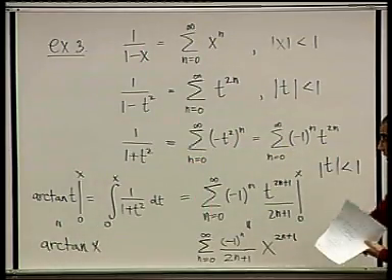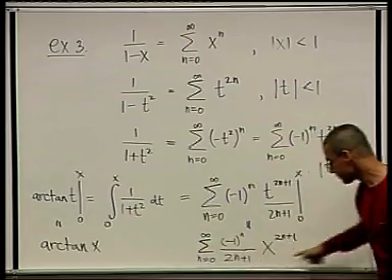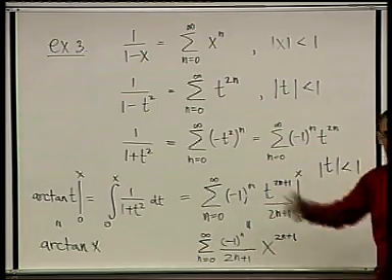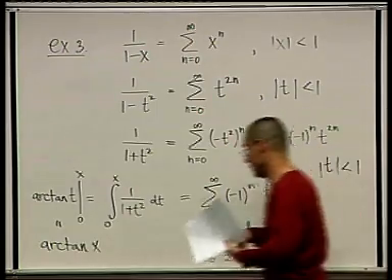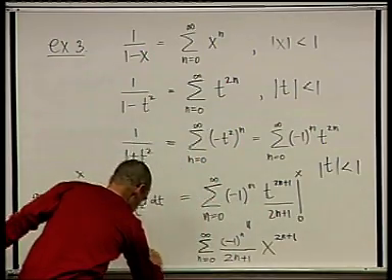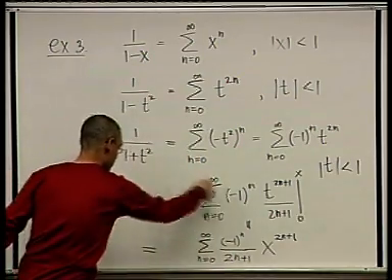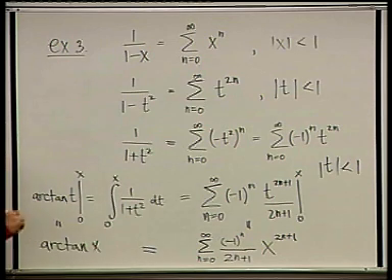And the conclusion is that this is the power series for arctan of x. We just found it. So this equals this equals this equals this equals this. So they are equal. Clear?